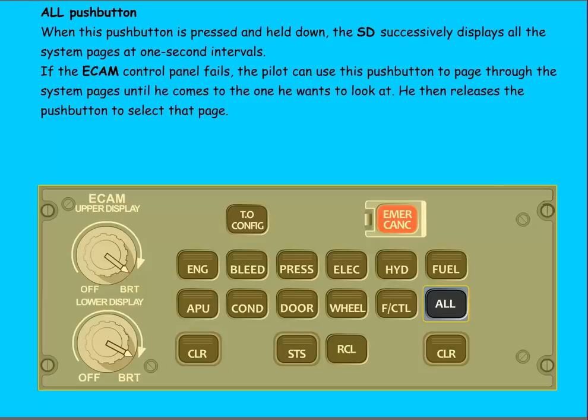ALL push button. When this push button is pressed and held down, the SD successively displays all the system pages at 1 second intervals. If the ECAM control panel fails, the pilot can use this push button to page through the system pages until he comes to the one he wants to look at. He then releases the push button to select that page.